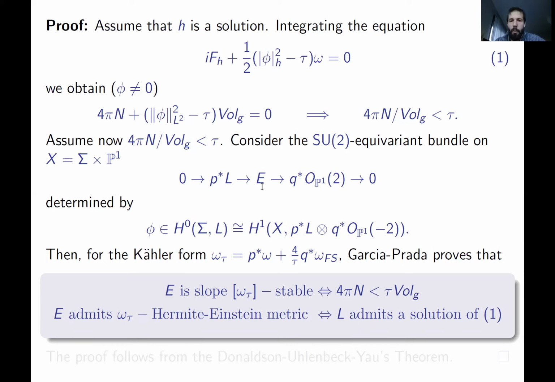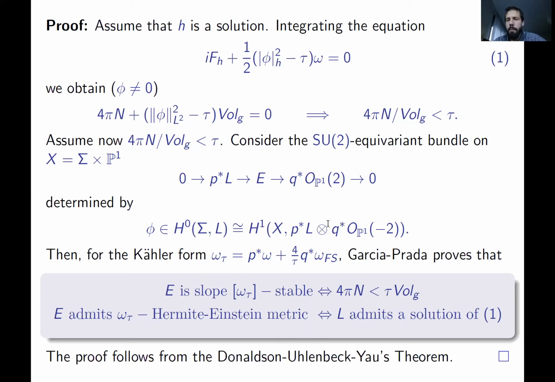Then with these two observations in hand, automatically the theorem follows from the application of the Donaldson-Uhlenbeck-Yau theorem. Donaldson-Uhlenbeck-Yau tells us that if we have a slope stable bundle, then it admits a Hermitian-Einstein metric. So if we have this bound, we have a slope stable bundle, therefore it admits a Hermitian-Einstein metric, therefore we have a solution of the abelian vortex equation. Okay, so this is the method that Oscar García-Prada was introducing in his thesis.